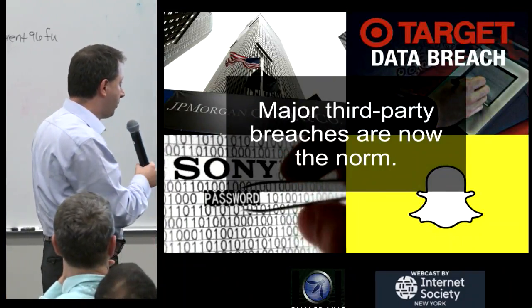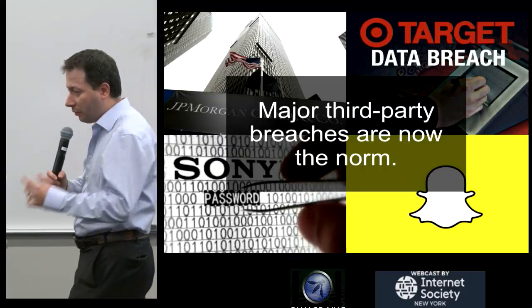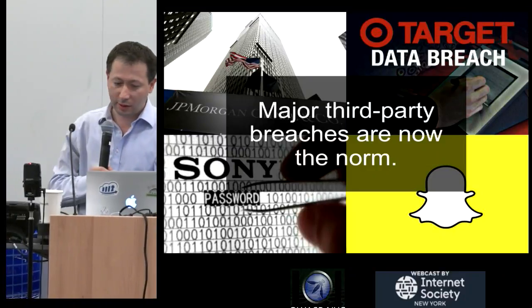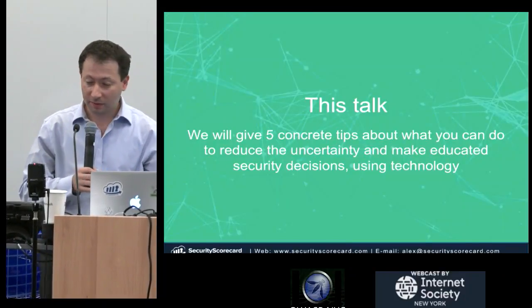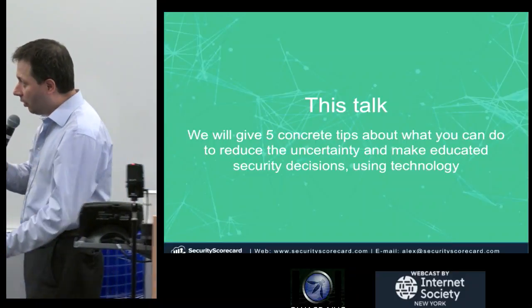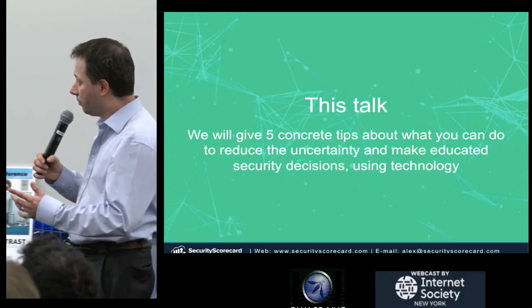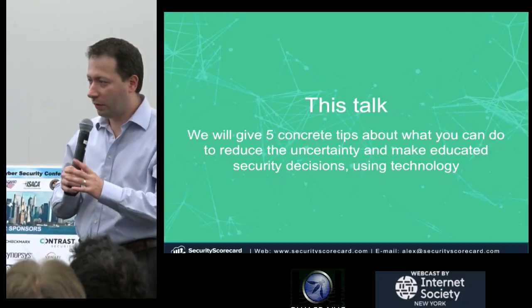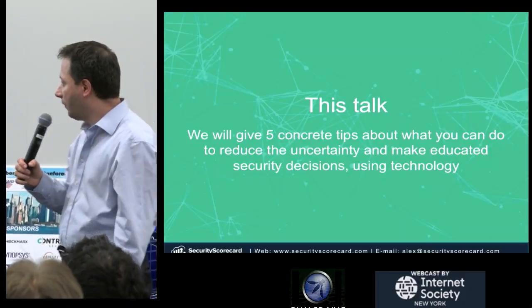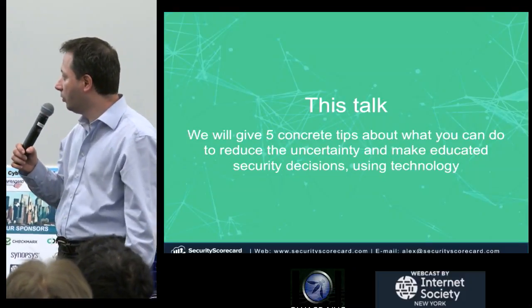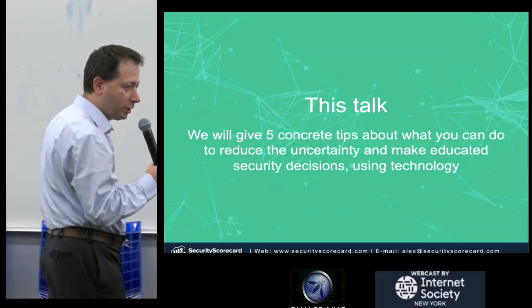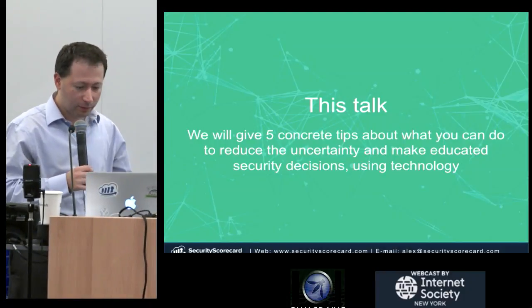So that's the thing on the right. Major third-party breaches are becoming the norm, and this increases complexity and uncertainty. It becomes very complicated. So in this talk, over the next 25, 30 minutes or so, I will give you 5 concrete tips about what you can do to reduce uncertainty in your organization. And these are going to be high-level tips.